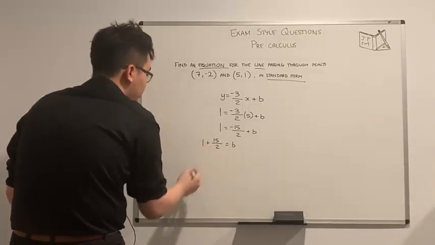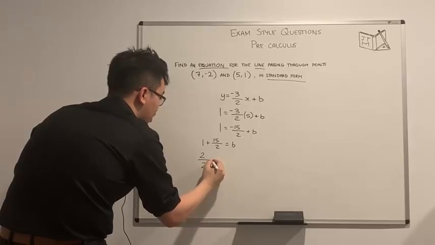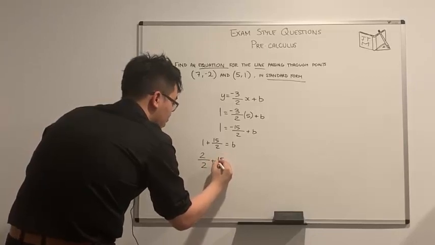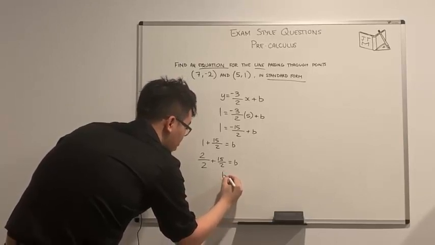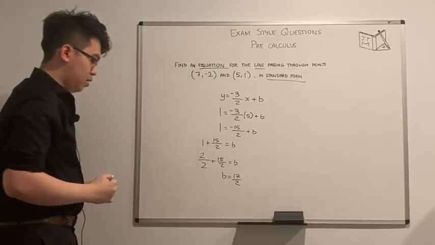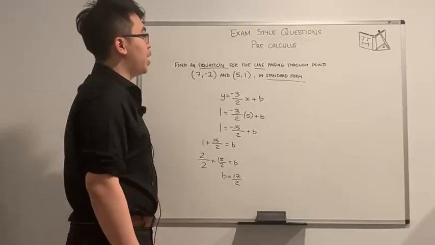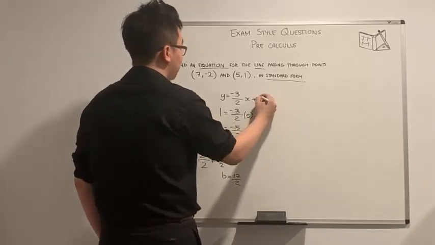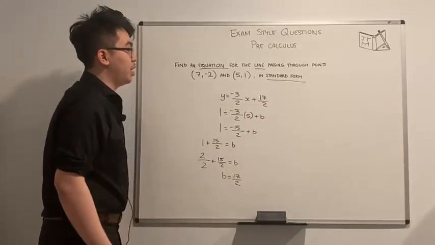Now, to add these two fractions, an easy way is to express the 1 as a fraction with denominator 2, which would be 2 over 2, plus 15 over 2 equals b. And we simplify this, so I'm going to move b to the left side right now. So our intercept would be 17 over 2. Now that we've found both the gradient and the y-intercept for our linear equation, we're going to remove this b and fill it in with what we know. So this would be the complete linear equation in y-intercept form or slope-intercept form.